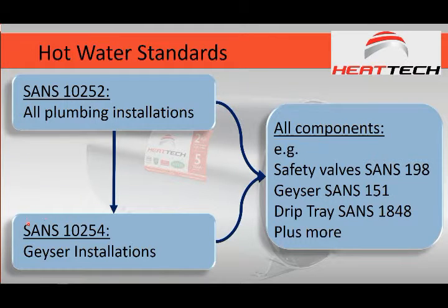Now, both of these standards, 10252 and 10254, have various requirements that list specific products that need to be complied with. For instance, safety valves, SANS 198. There's a variety of safety valves, and both standards require that they must comply with the national standard. Geysers, SANS 151. Drip trays, SANS 1848.